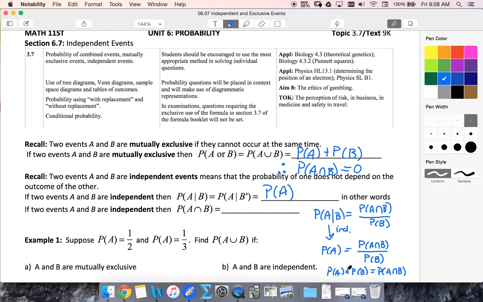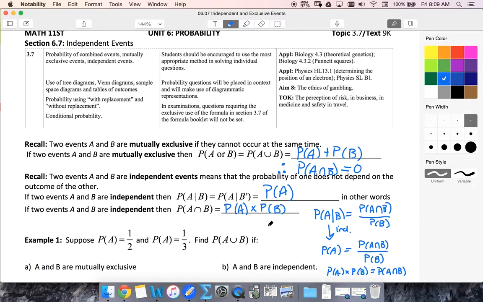Think about flipping two coins. The probability of heads is 1/2 times 1/2. So if they're independent, probability of A intersect B is probability of A times probability of B.